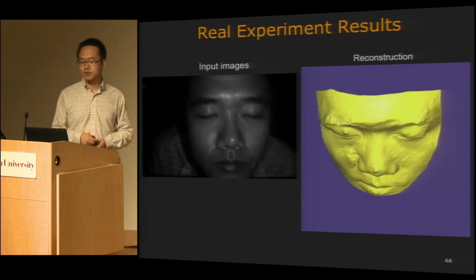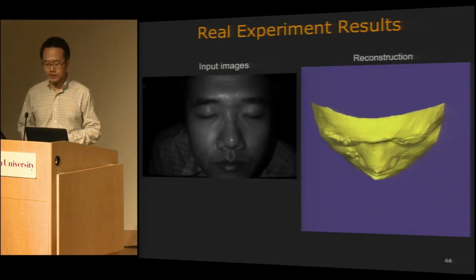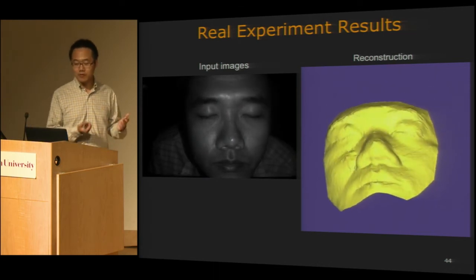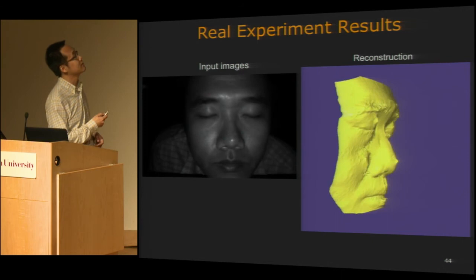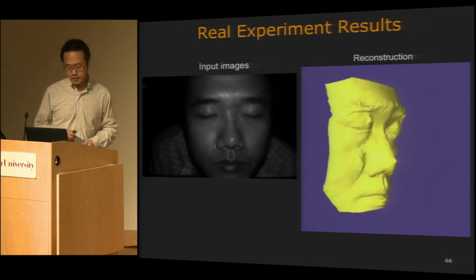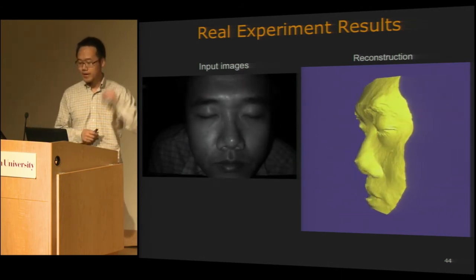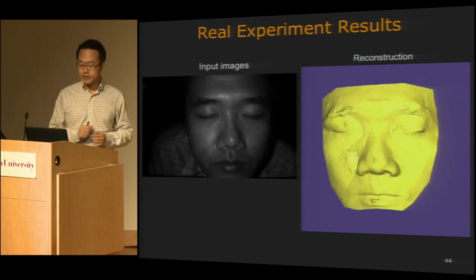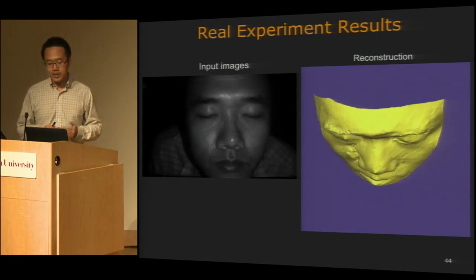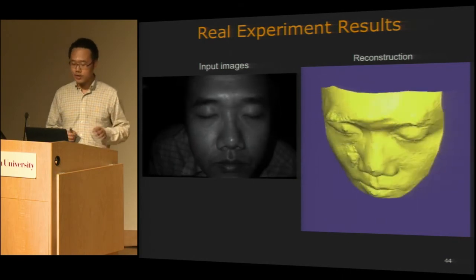And then I got brave enough to reconstruct my own face. The reconstruction is good overall, except for the regions with a lot of specular reflections, such as my forehead and the top of my nose. For those regions, the image intensities are dominated by the specular reflections in all the images.